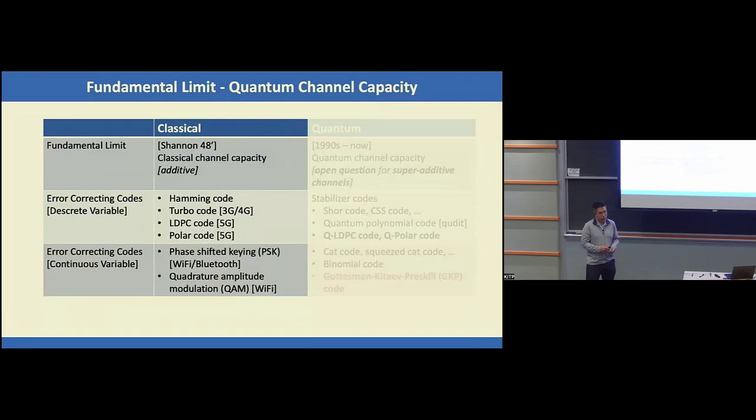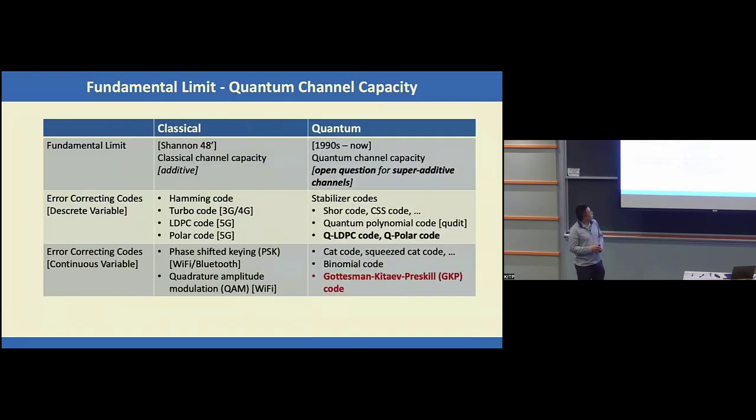Okay, so now in the quantum domain, we also have some understanding of the quantum channel capacity, but there are still open questions about the superadditive channels, where we still don't know exactly what the capacities are. However, for particular channels like the pure loss bosonic channel, like sending information over fiber, we actually know exactly what the channel capacity is.